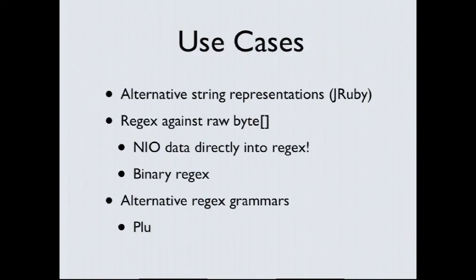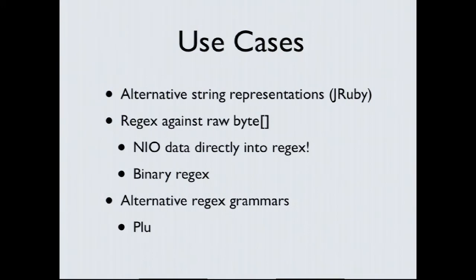So, use cases for this. Obviously, alternative string representations like we have in JRuby is a big one. Anything that you can stuff in bytes, we can match if you give us an encoding and a syntax. That actually opens up some interesting opportunities. Anybody that's using regular expressions to do parsing or matching off of NIO streams has to transcode all of that data into characters right now, then do your matching, and then possibly turn it back into bytes if you're going to work with it from there.